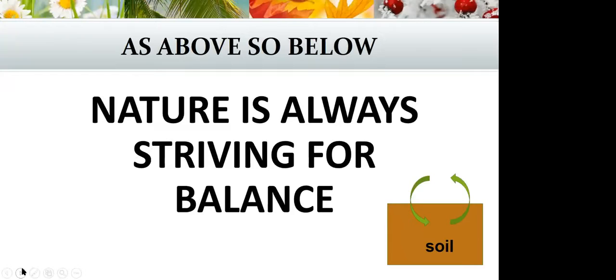What we first have to look at is the old saying, as above, so below. This works very well in nature as well, because what's in your soil is what creates what's above your soil. And the two always interact. What nature is always trying to do is to create a balance between what's in the soil and what's above the ground. And that's the whole objective for nature.